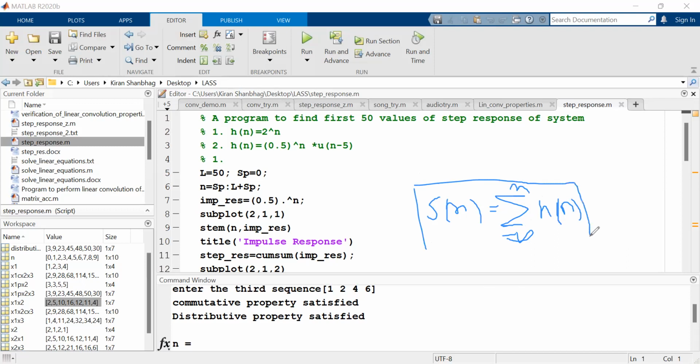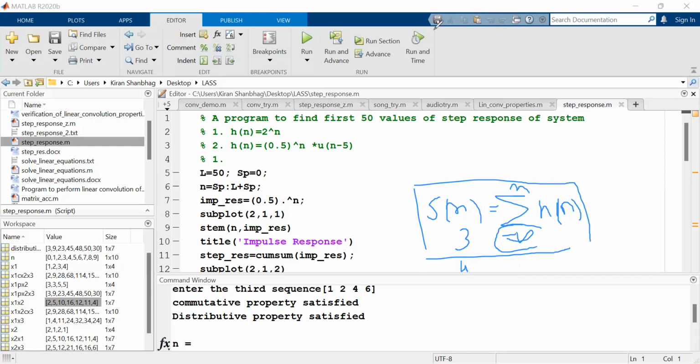So what does this formula mean, by the way? What this formula means is, if you want the value at n equal to 3, add all the values of the impulse response up to 3. Suppose you want the value at n equal to 4, add all the values up to 4. So the cumulative sum of the impulse response is the step response.